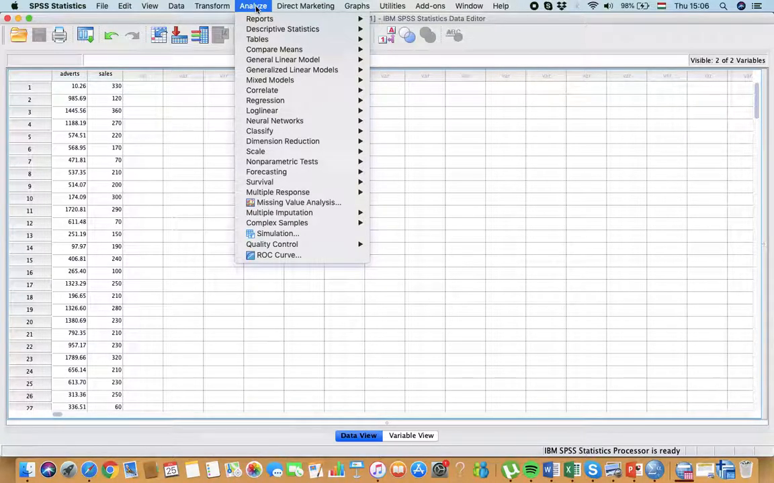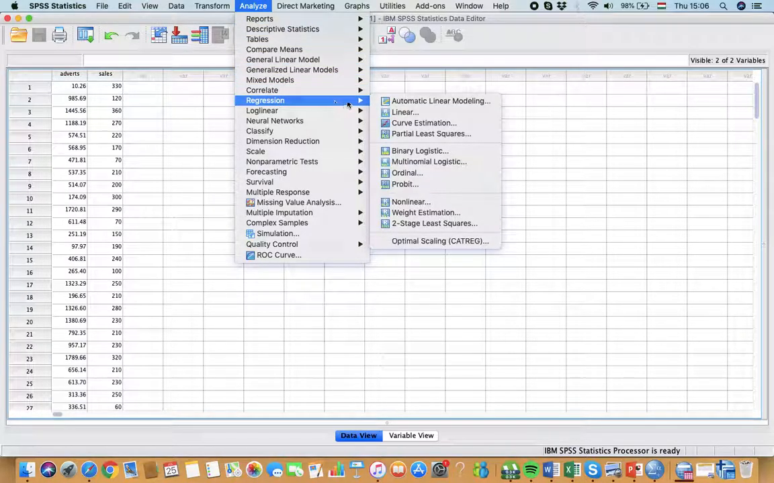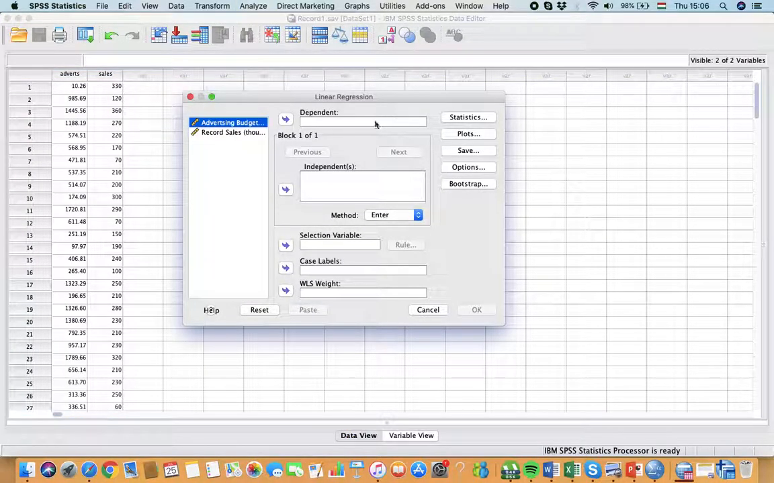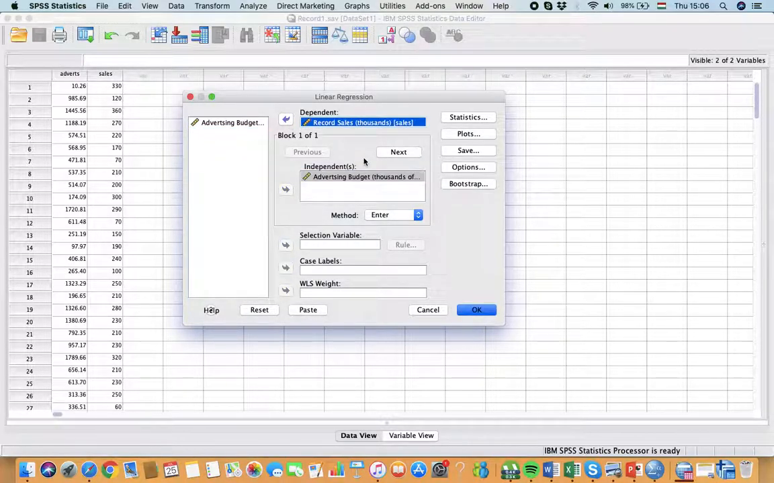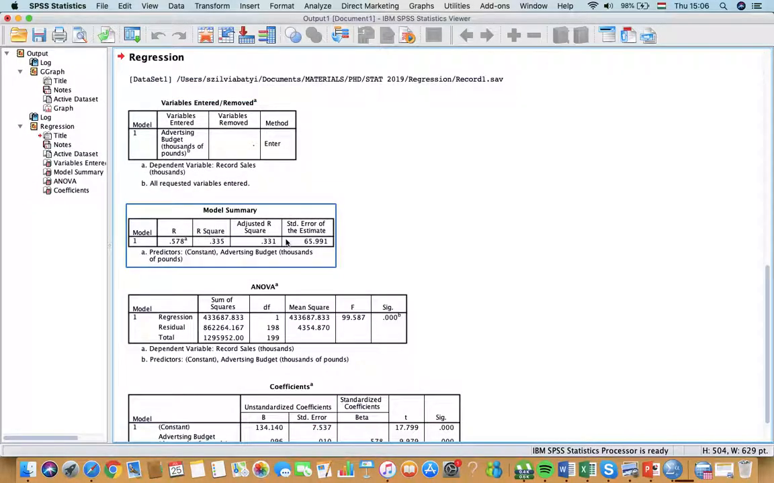Let's see whether advertising predicts the sales or explains them at all. So for that you go to regression, linear, and again your independent variable is advertising and your dependent variable is record sales. You click on OK. So the first table generated by SPSS is the summary of the model. First you have a simple R, which is a simple correlation between the advertising budget and the record sales. So there is a positive relationship. We could see that in the scatter plot as well.